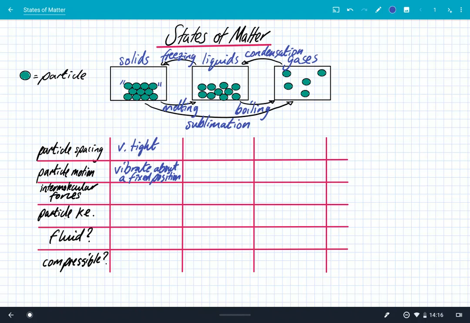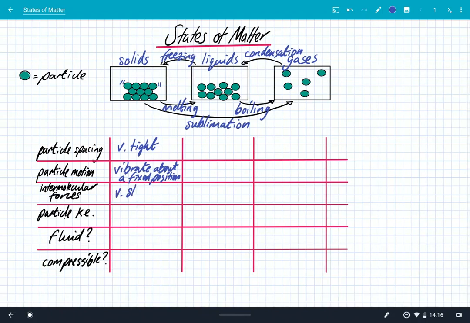The intermolecular forces, what I mean by this is how well the particles attract each other, the strength of that force of attraction between the particles. And in a solid, you can see the particles are very close together, and that's because the intermolecular forces are very strong. They're held tightly towards each other. They attract each other really well. The particle kinetic energy, however, is low. The particles can't move, they just vibrate about a fixed position, and that's because their kinetic energy, the amount of movement energy they have, is actually pretty low.